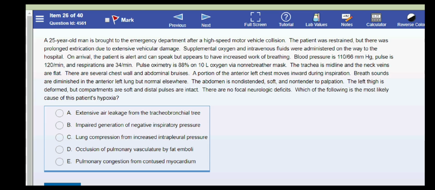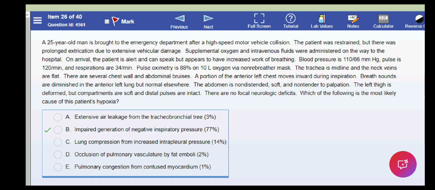This is what we call flail chest, meaning broken ribs, but still related or attached to the lung. When the lung does the inspiration, it doesn't go with the normal way or normal range. So this is because of choice B, impaired generation of negative inspiratory pressure.